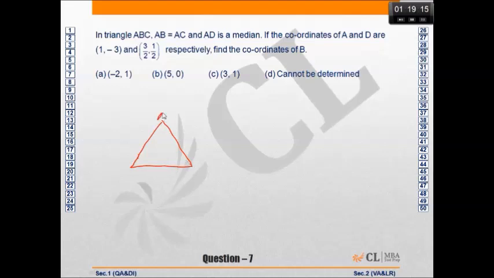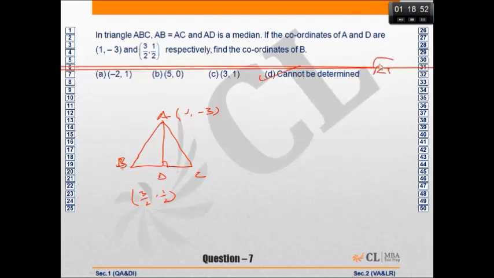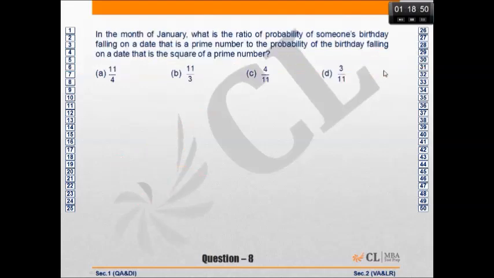So we have A, B, C. AD is the median. The coordinates of A are (1, -3), and the coordinates of D are (3/2, 1/2). Find the coordinates of B. Coordinates of B I cannot find, so the correct answer should be choice D. Normally I would do the geometry in round 2, but this I have done in round 1.